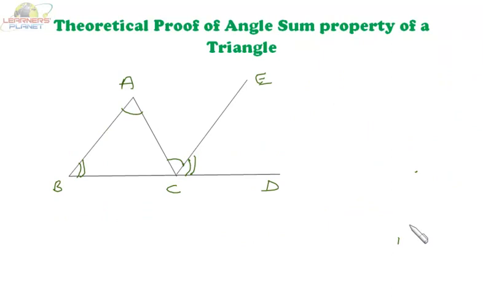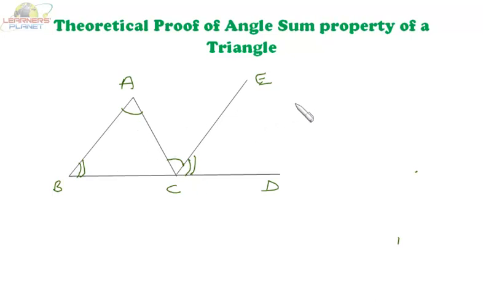Friends, we have just proved that the exterior angle of a triangle is equal to the sum of interior opposite angles. Now, using this, we will try to establish the angle sum property of a triangle. That means we try to establish that the sum of the three angles of a triangle is 180 degrees. It's a very simple explanation. Just see over here carefully.